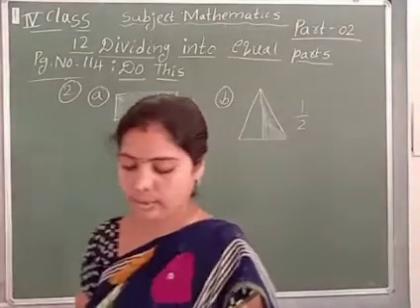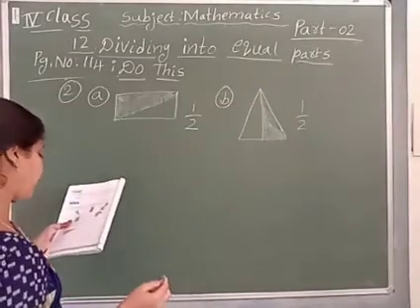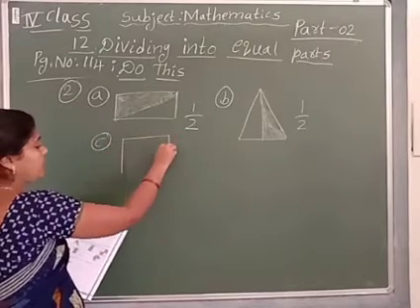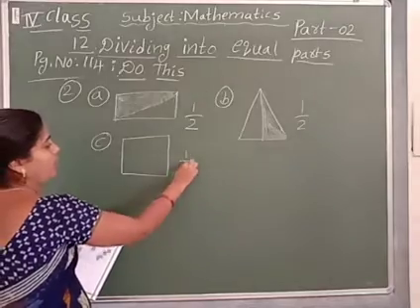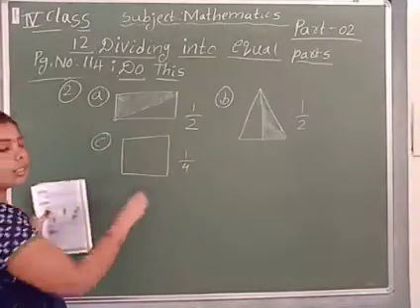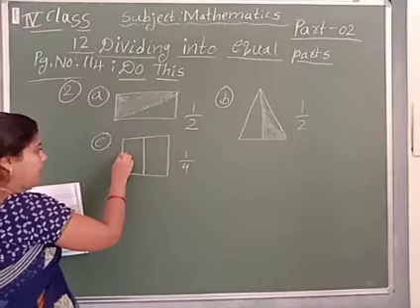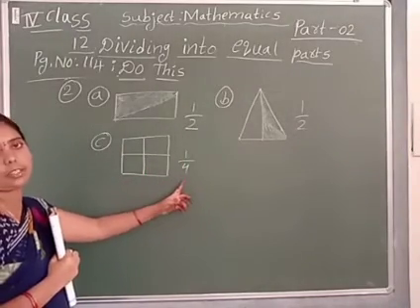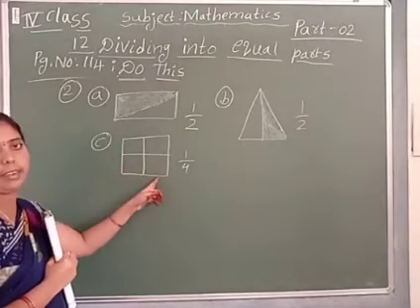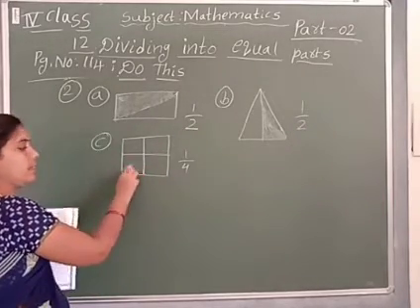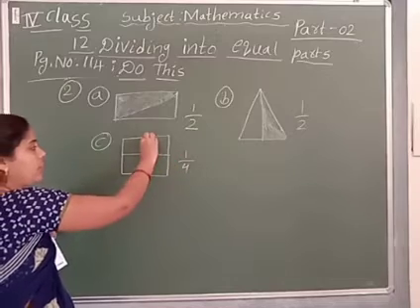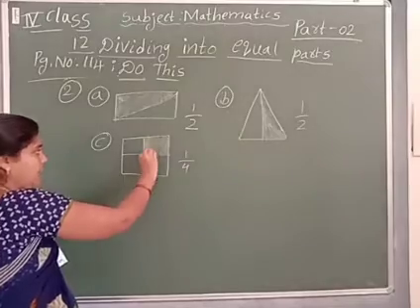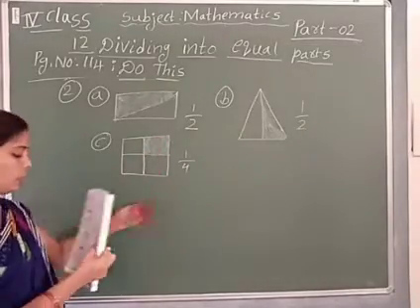Next, C1. They have given a square shape. 1/4 part. So here we divide into 4 parts, so the denominator is 4. So we divided into 4 parts. So how many parts will be shaded here? What is the numerator? 1. So 1 part will be shaded. Shade it, okay? Use crayons. So 1/4 part.